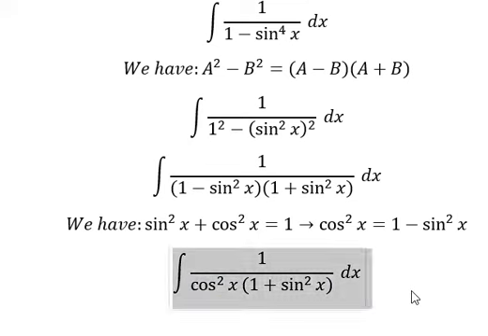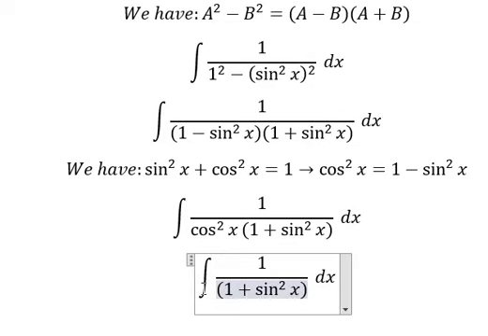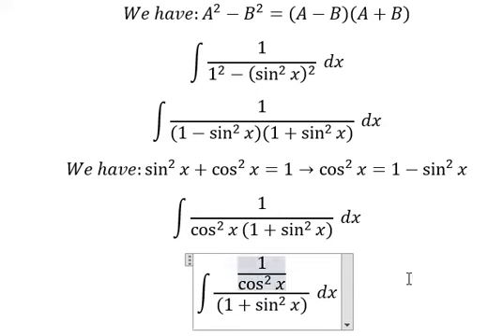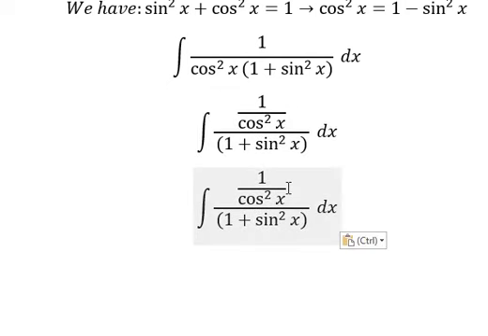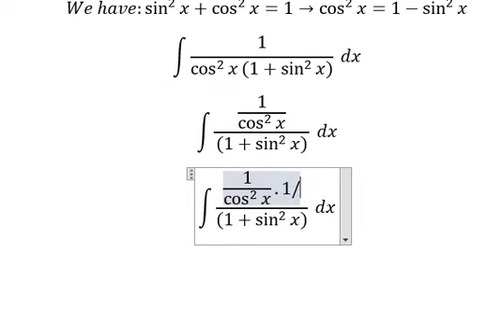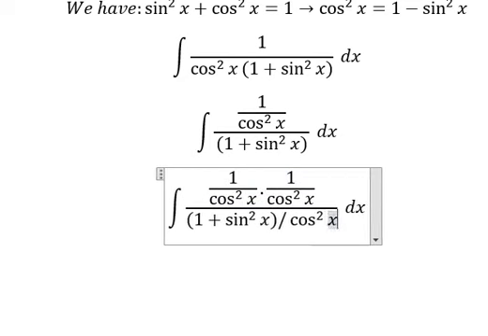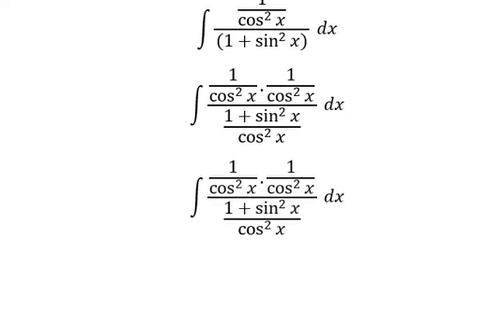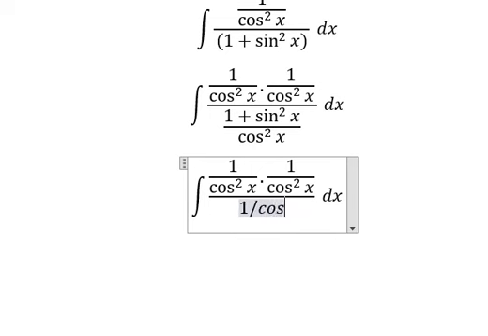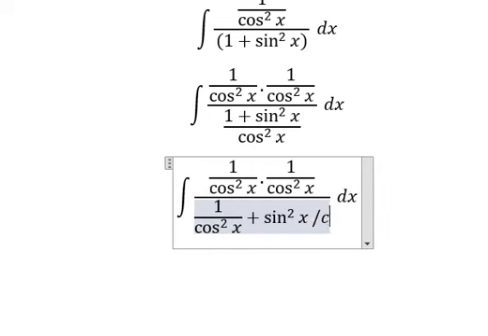Next, 1 over cosine x square, we can write like this. Next we divide both sides by 1 over cosine x square. So this one we get 1 over cosine x square. This one you get sin x square over cosine x square.